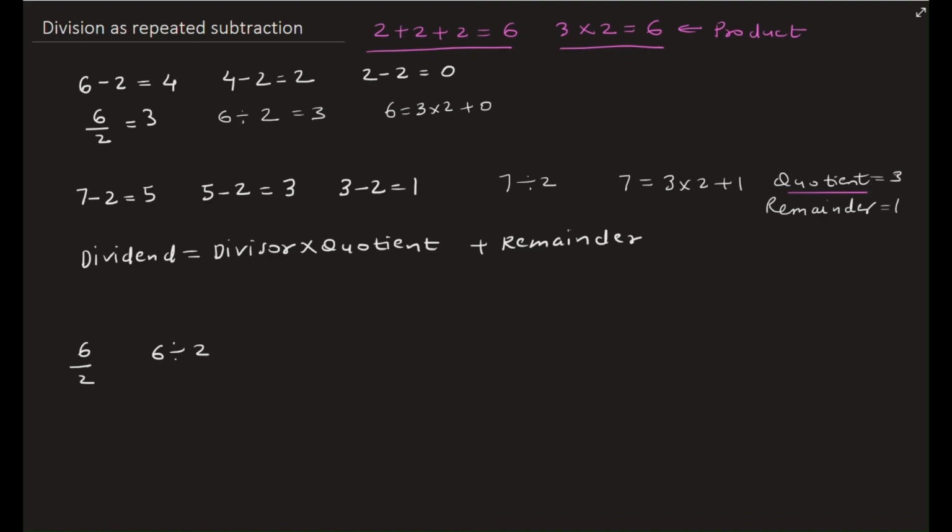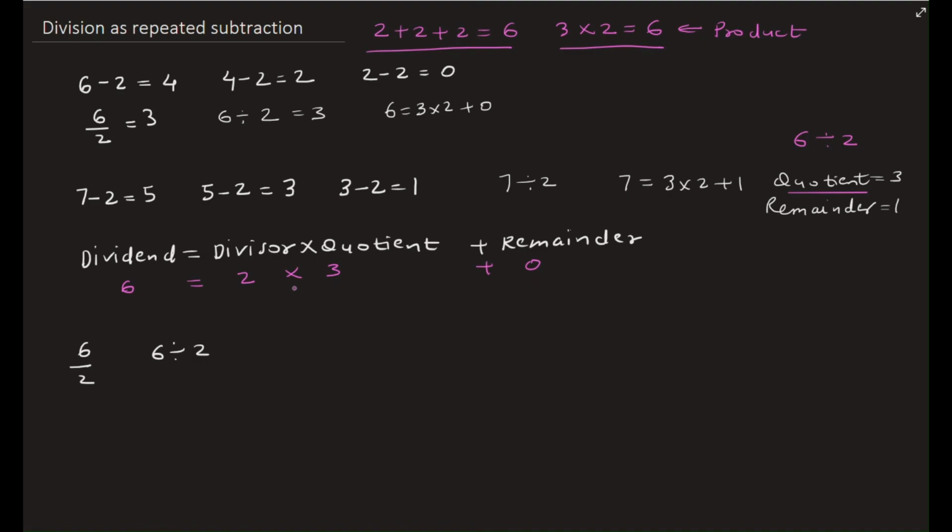I have the answer, which is 3, for 6 divided by 2. I can write 6 equals 2 times 3 plus 0. So 6 is the dividend, 2 is the divisor, 3 is the quotient, and no remainder is left out. So 2 goes exactly 3 times in 6.